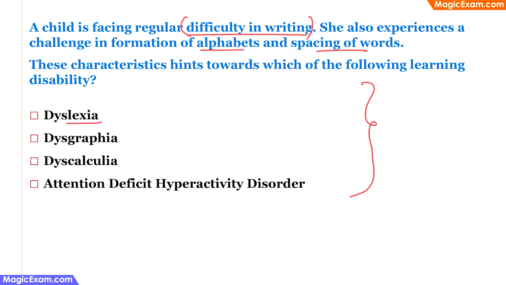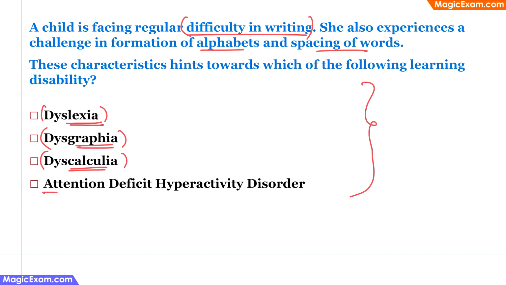That is, lexia means reading. Therefore, dyslexia means difficulty in reading. Graphia or graphs is writing. Therefore, dysgraphia is difficulty in writing. And calculia or calculation. So, dyscalculia is the difficulty in calculation, that is the difficulty in understanding mathematical concepts.